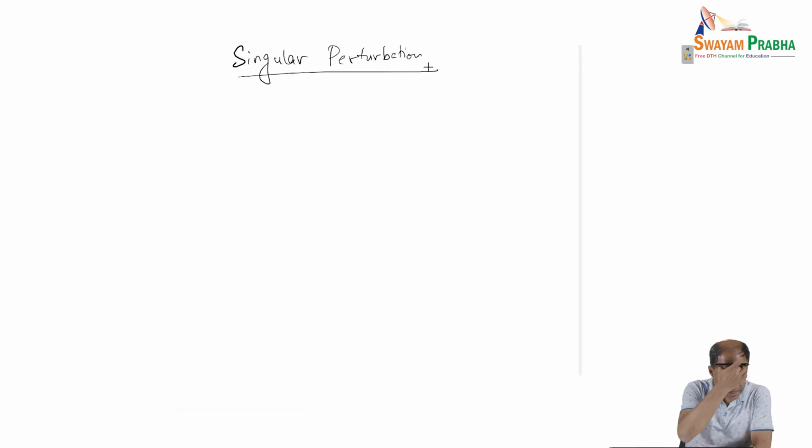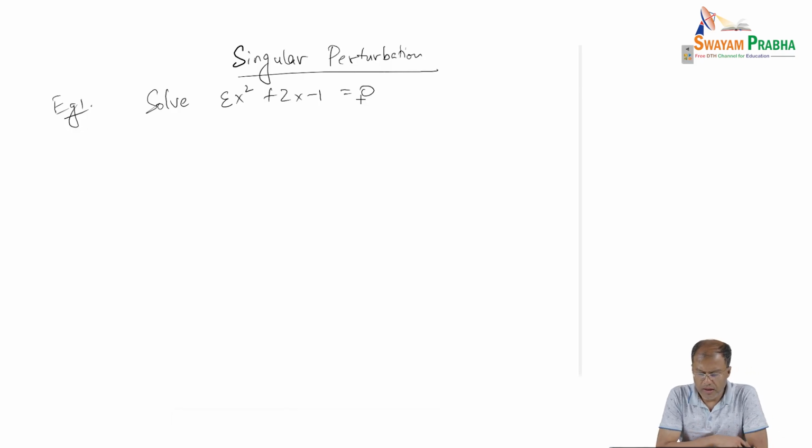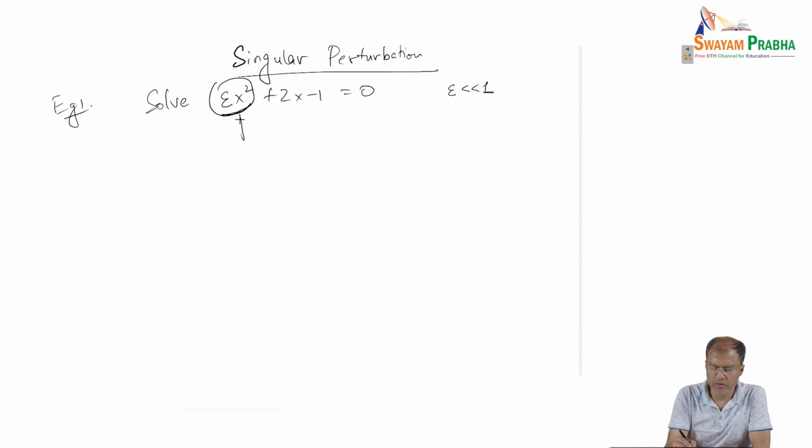So the idea is, let us look at an algebraic equation. To begin with, we start by solving an algebraic equation. So we have to solve epsilon x square plus 2x minus 1 is equal to 0. Now for just a few seconds, let us note the type of equations this time we are solving. Notice that now the small parameter epsilon is multiplied with the term of the highest order. So this is the term with highest order.